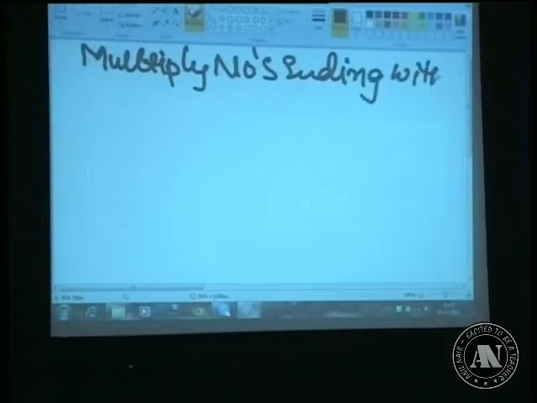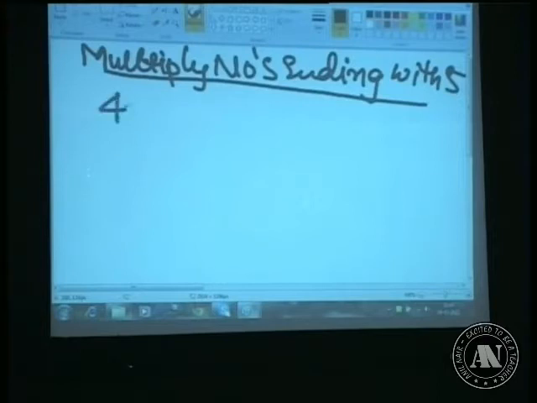How to multiply numbers ending with 5. Right? Now, please see first here. This is something every one of you should be knowing.